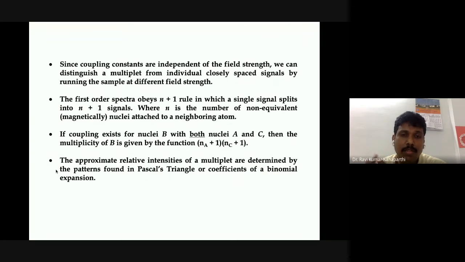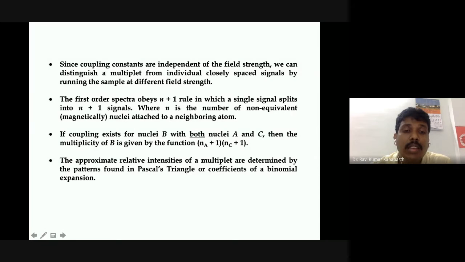So what are the other features? Well, as long as the spectrum is first order, the n plus 1 rule is applicable, where n is the number of non-equivalent protons on the adjacent atoms. Even if you have two different types of nuclei on the adjacent atoms, the first order spectrum will still follow this n plus 1 rule.